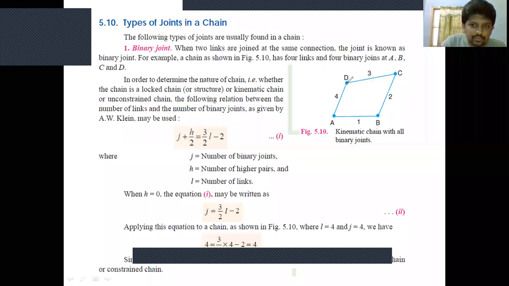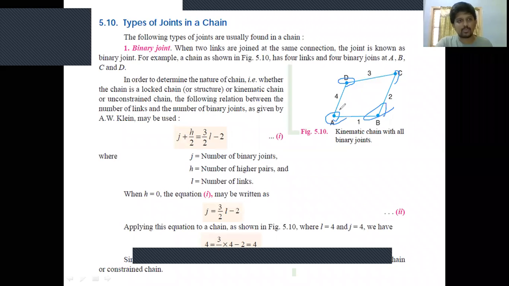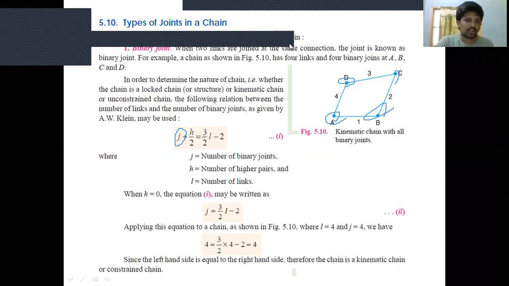Here you have four joints: one, two, three, four. We call it binary because it is making two pairs. A is making two pairs, B is making two pairs, C is making two pairs, and D is making two pairs. So we define it as binary joints, right? The number of joints we have here is four: A, B, C, D. We don't consider a higher pair, so in the equation, forget about this h.